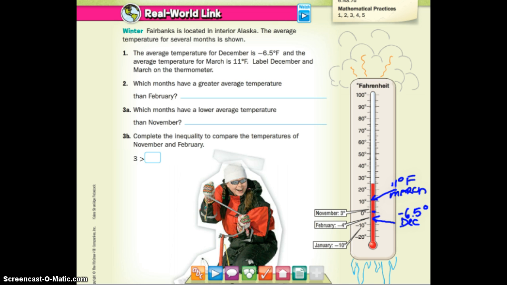So now let's look at the questions. Which months have a greater temperature than February? First thing we have to do is locate February. The months above that are March and November. Which months have a lower average temperature than November? So we want to be below this one. That would be February, December, and January.